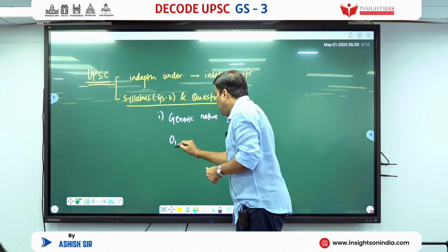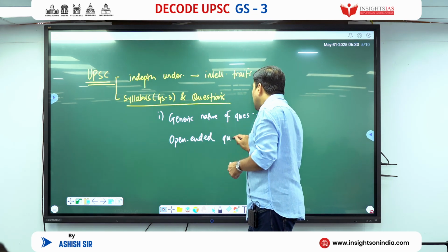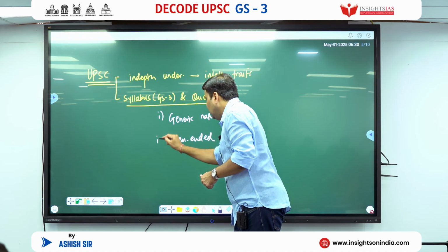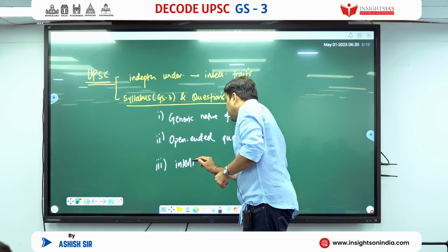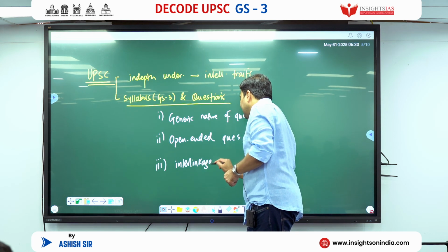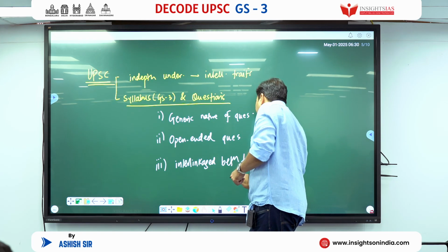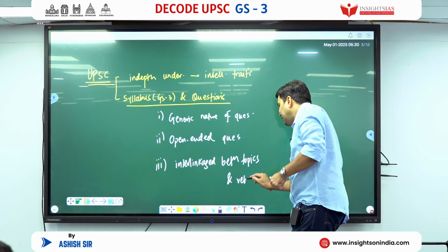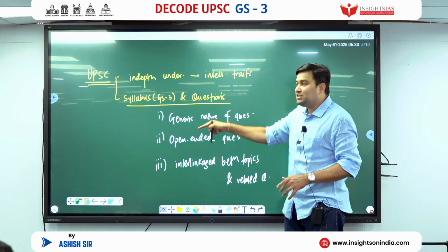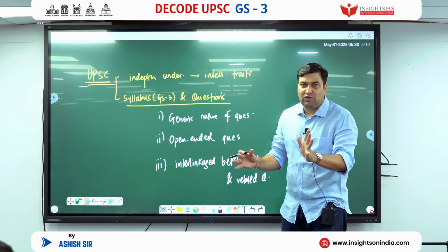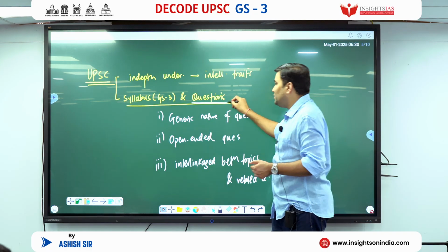Second, open-ended questions. And third is basically the so-called interlinked questions, interlinkages between topics and the related question. So these are the 3 ways, and these are the 3 challenges that UPSC has, not told in official notifications. This is what we are able to understand on the basis of the analysis of PYQs.